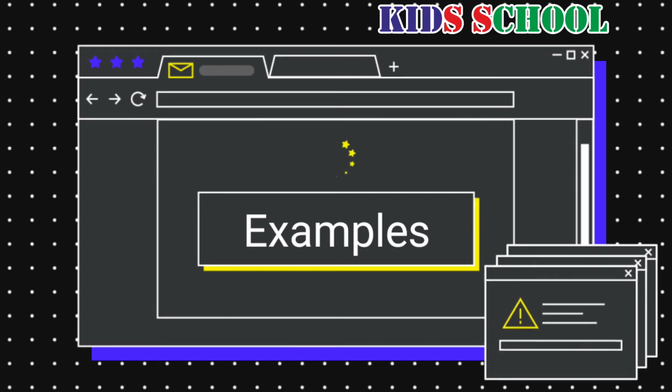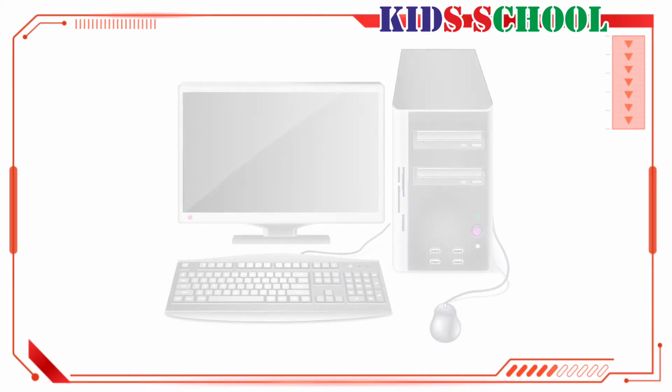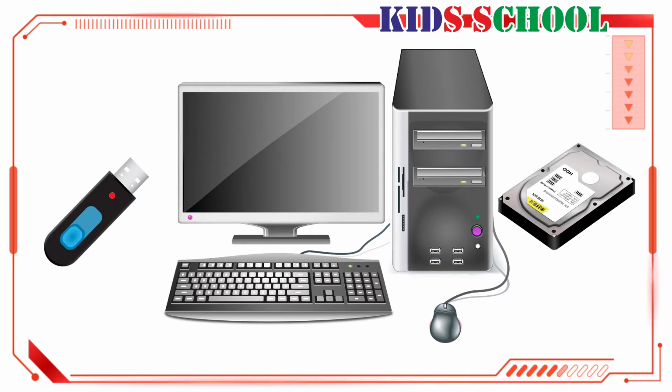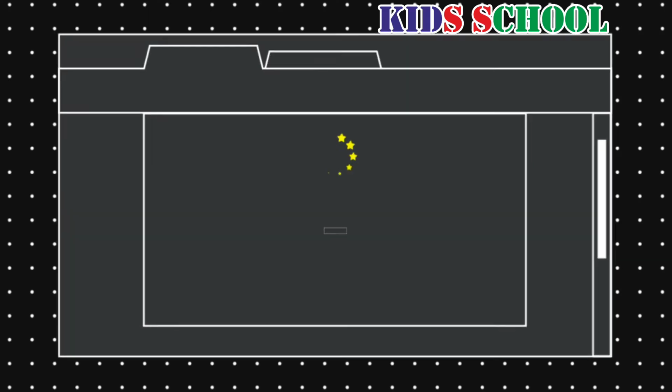Some examples of hardware: CPU, monitor, keyboard, mouse, cable, hard disk, and pen drive are examples of hardware. All these work in coordination with each other. You have already learned about the monitor, keyboard, mouse, and printer. Let's discuss the most important hardware component, which is the CPU, also known as the microprocessor.